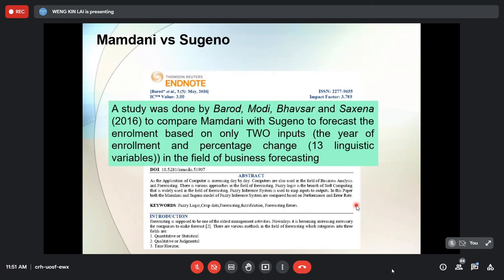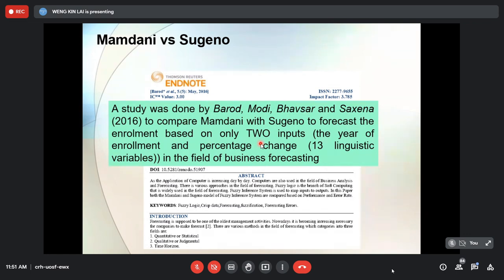Okay, so I extracted it. So basically, this one actually looks at 13 linguistic variables, so it's quite a large number of variables. 13, not just one or two. And again, on only two inputs. So you can see here, even in such an example, they don't have many inputs. So maybe it's telling us that if you have too many inputs, nowadays you don't use that anymore because there are other better methods which work better.